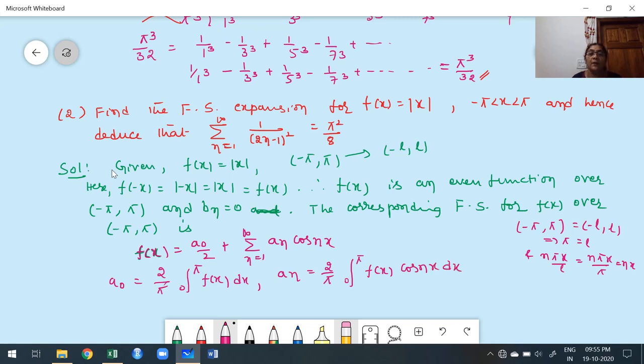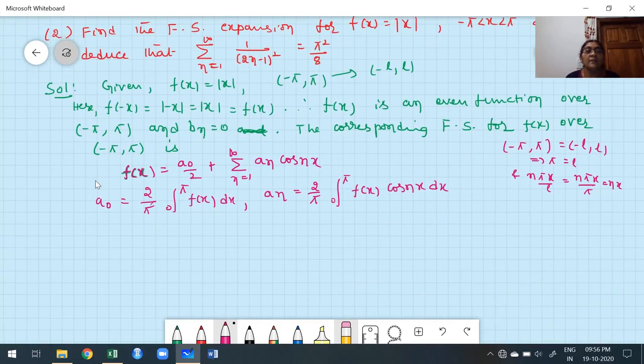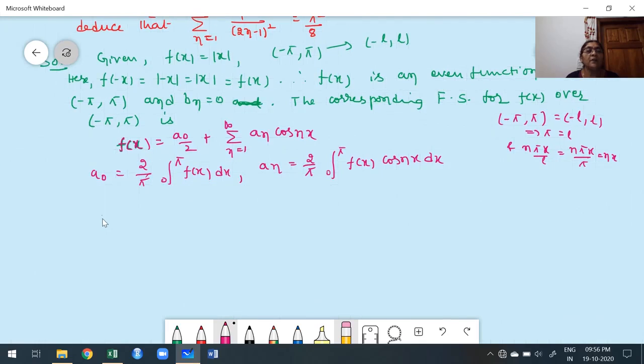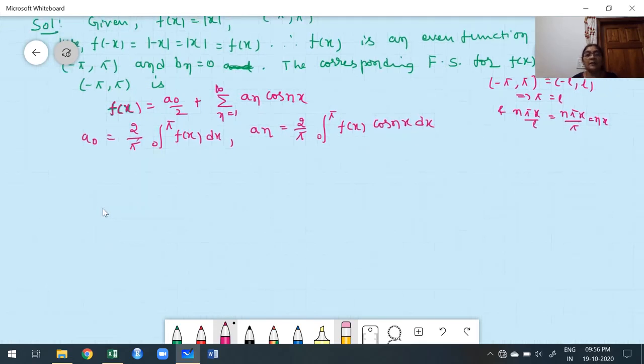Okay, fine. In the next step, as usual, up to this step you have to take care. If you are very confident with how to evaluate the integral, the rest is very easy. Next I want to find the a naught value. A naught equals 2 by pi integral 0 to pi. Now, what is the function? F of x is equal to mod x. How to define mod x? Mod x is minus x for x less than or equal to 0, and mod x is x for x greater than or equal to 0.